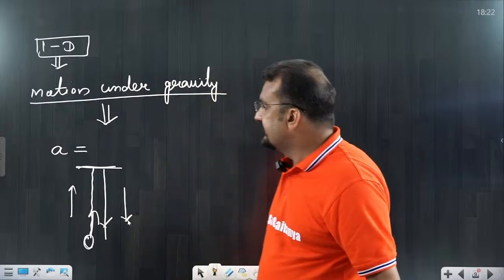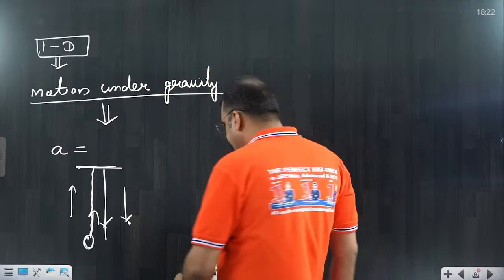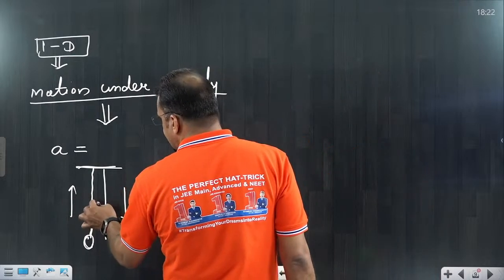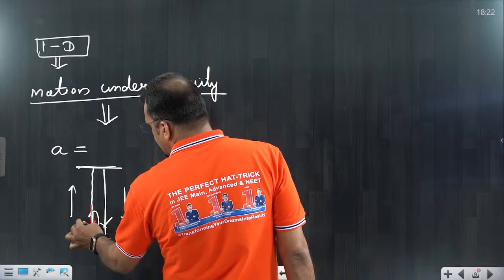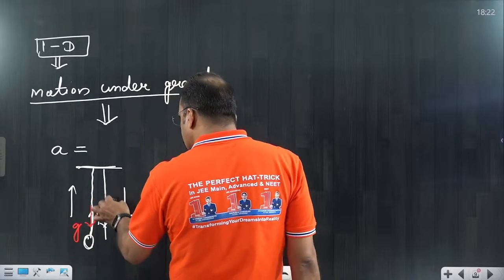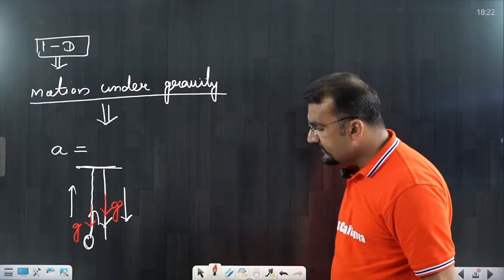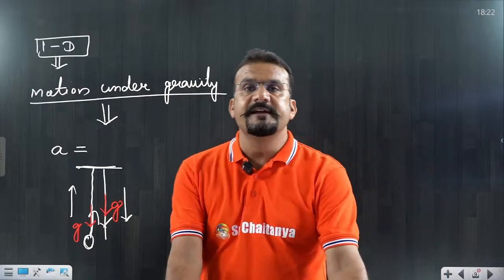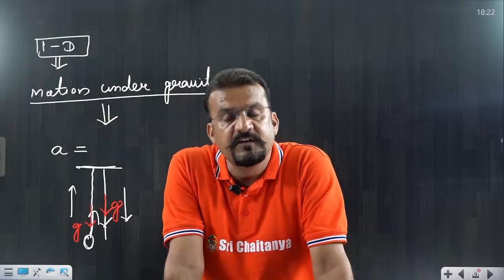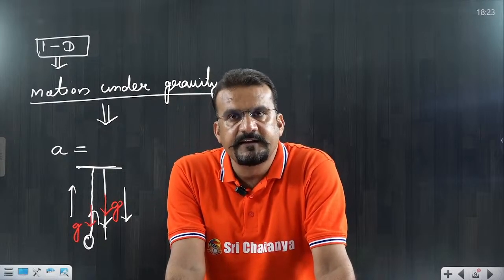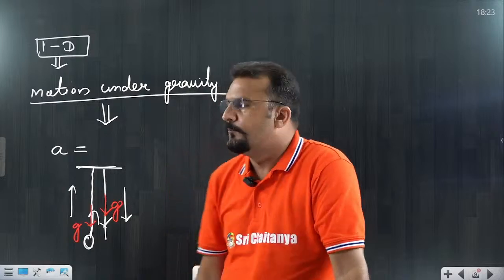What is the acceleration? Acceleration is acting downward. Where is the acceleration? In this case also, it is acting downward. This is g. When the ball is coming down, the acceleration is also downward. And the downward side is taken as negative in physics. Remember that: downward direction is negative, upward direction is positive.